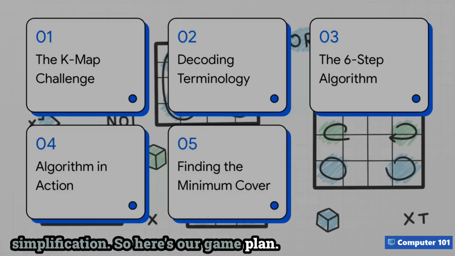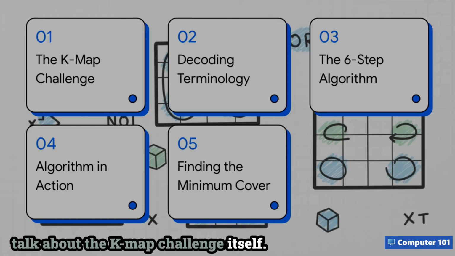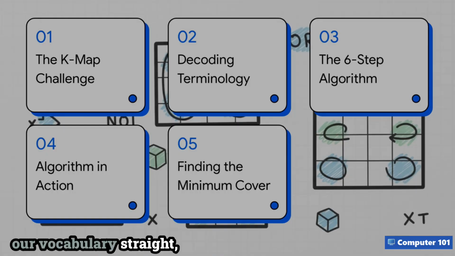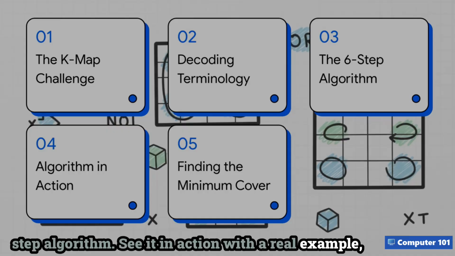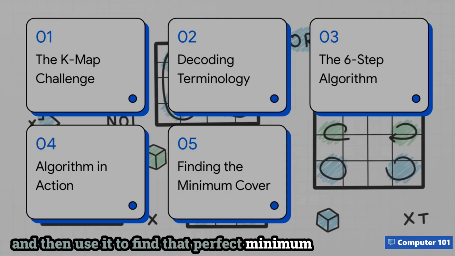So here's our game plan. First, we'll talk about the K-Map challenge itself. Then we'll get our vocabulary straight so we're all on the same page. After that, we'll dive into a really powerful 6-step algorithm, see it in action with a real example, and then use it to find that perfect minimum cover.